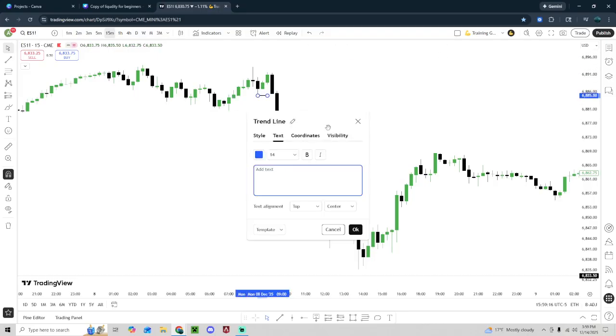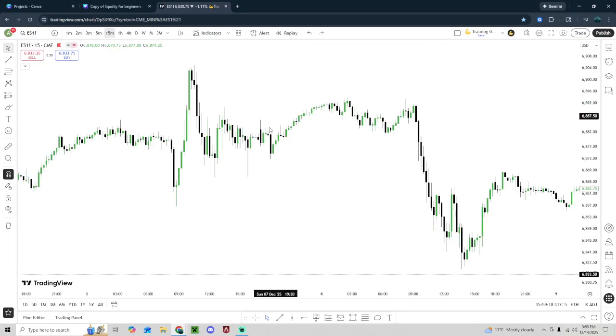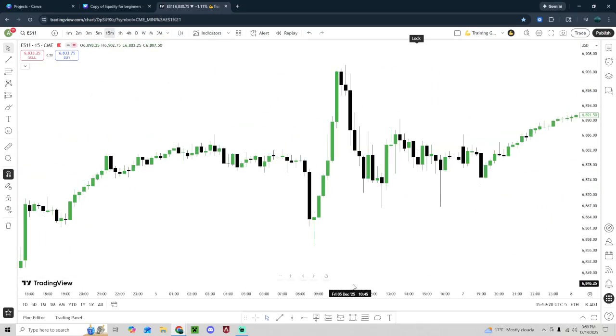Okay, let's look for a different example. Oh, look right here. This is everywhere, guys. So this is a swing high, a 3 candlestick pattern. The two on each side are lower than the one in the middle, making the middle candle's highest point a swing high. And what do you see here?